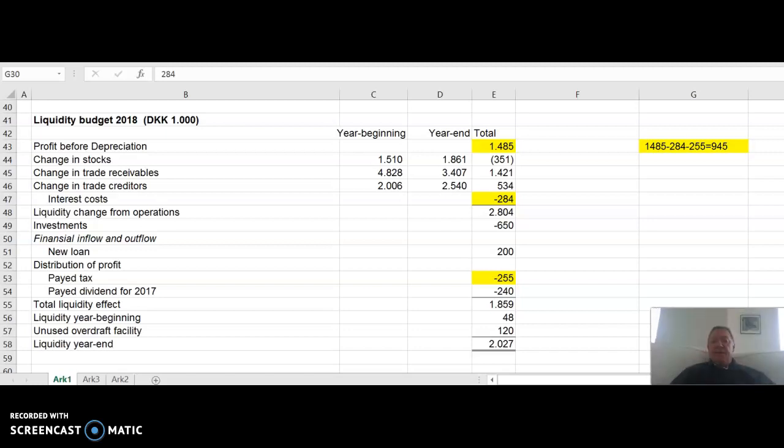Hi, in this video I will try to explain this liquidity budget using the change in financial position model, or we also call it the indirect method. It seems to be difficult to really understand why we start with profit before depreciation and then make a lot of corrections. I will try to show it in another way, so have a look here.